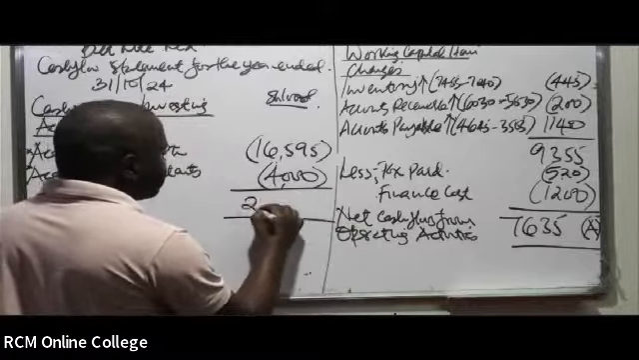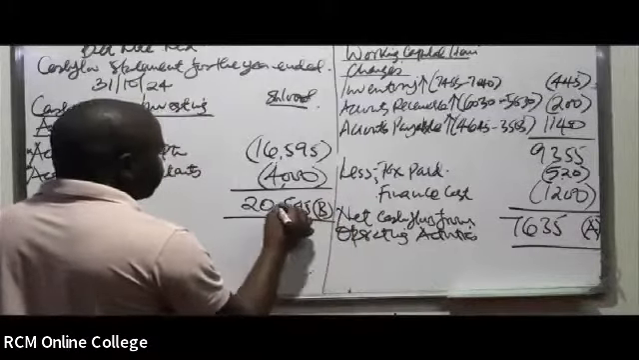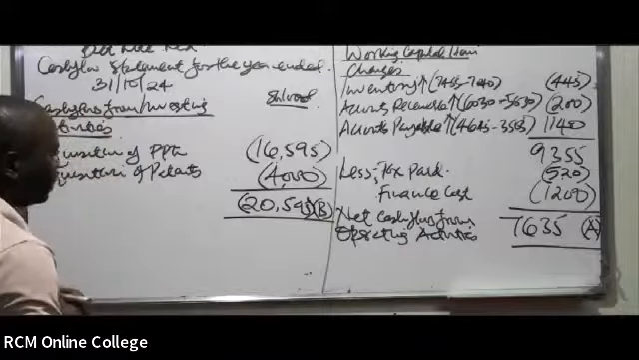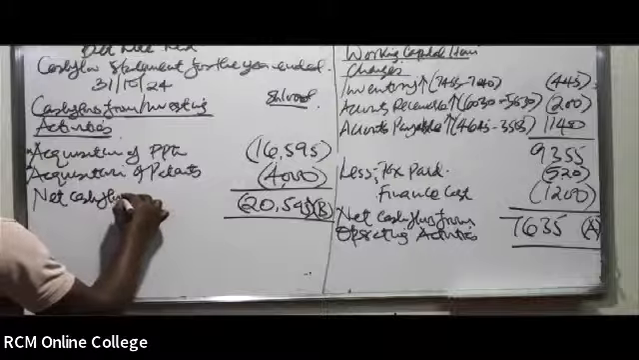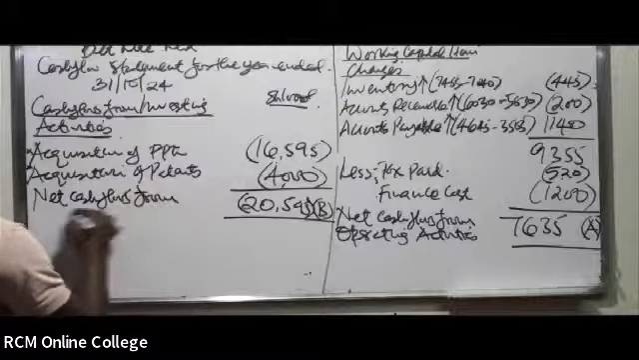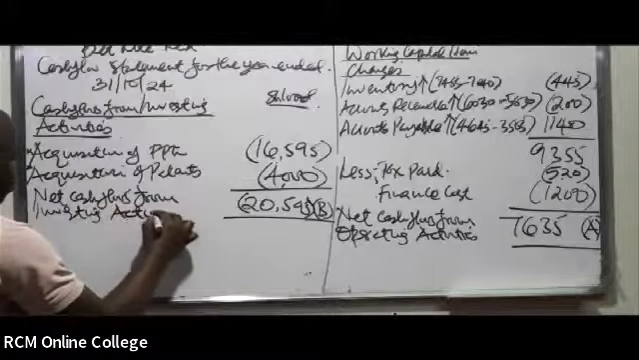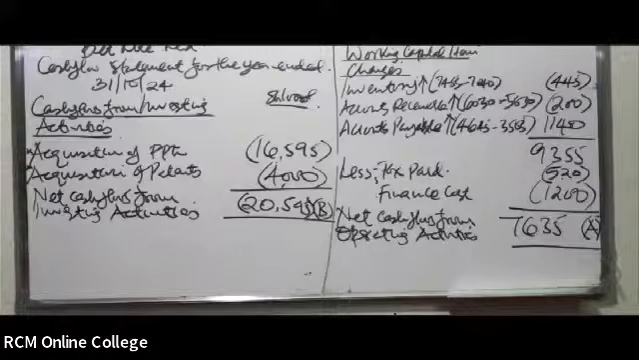So in this case, it brings what? 20,595. And this is the second part of the cash flow statement. So it's a negative. You put in brackets. So these are net cash flows from investing activities. So like that, you put like that, and you would have gotten the second part.